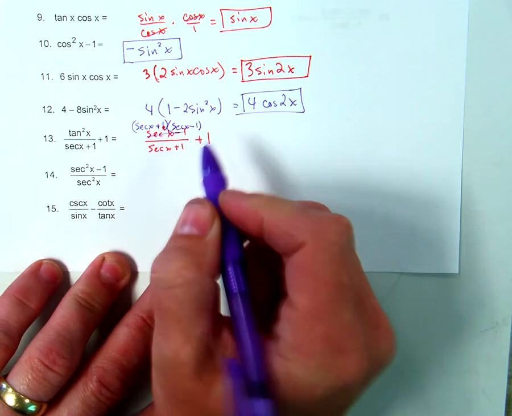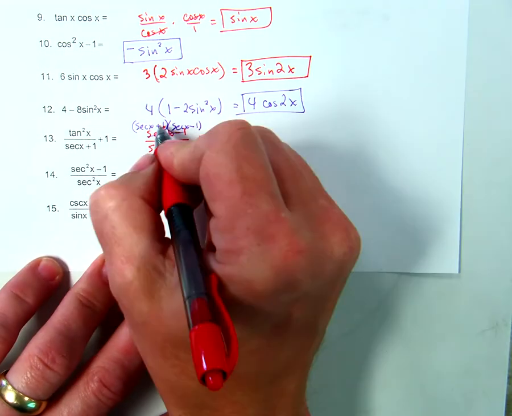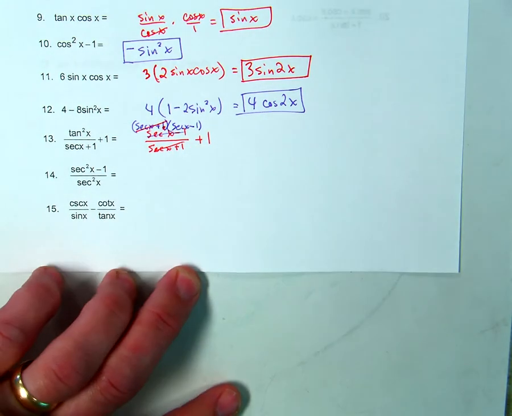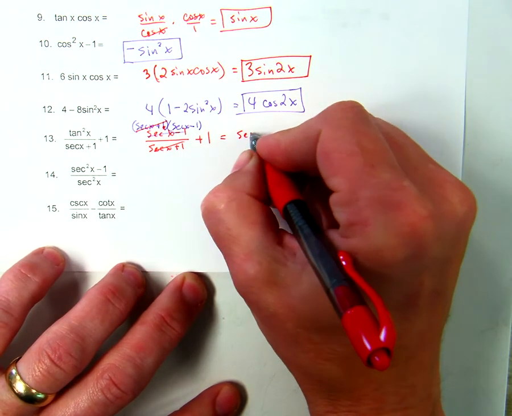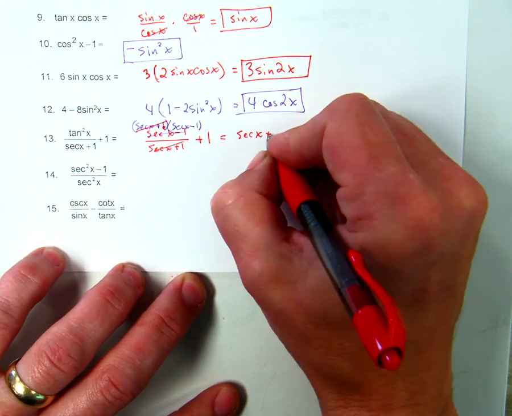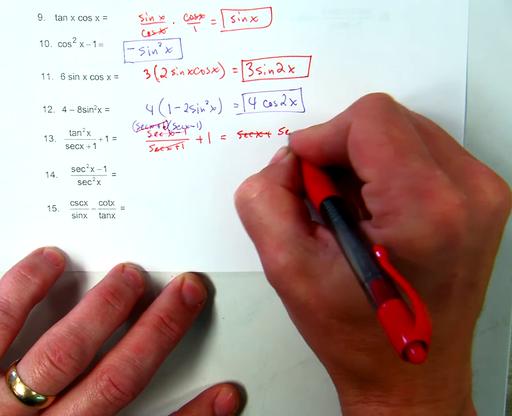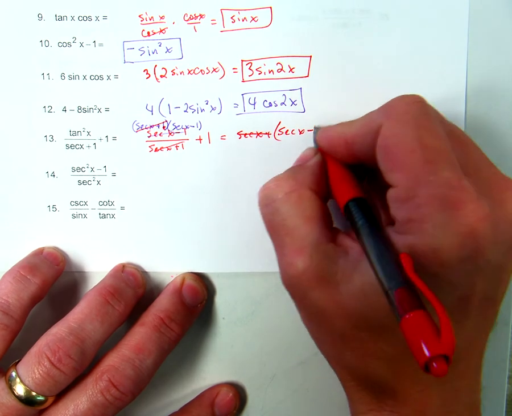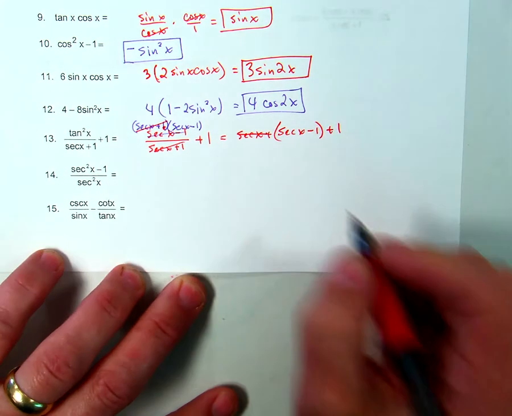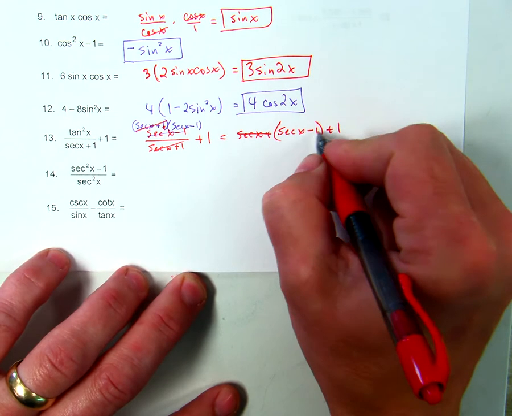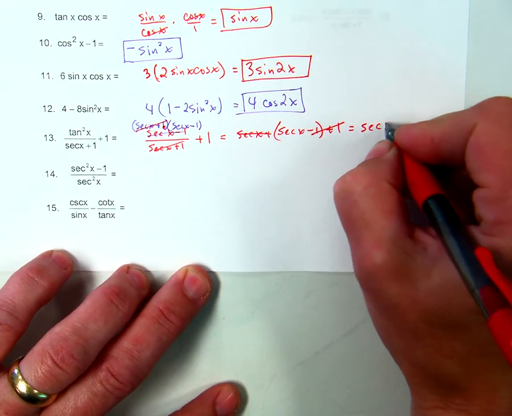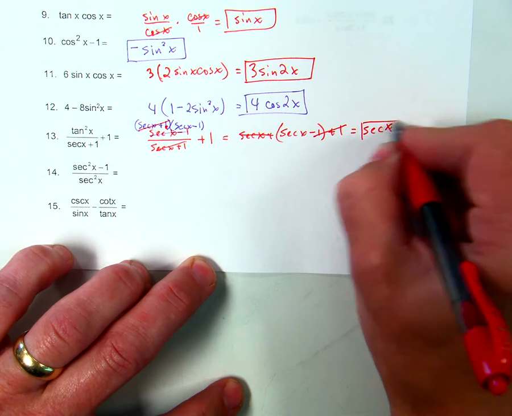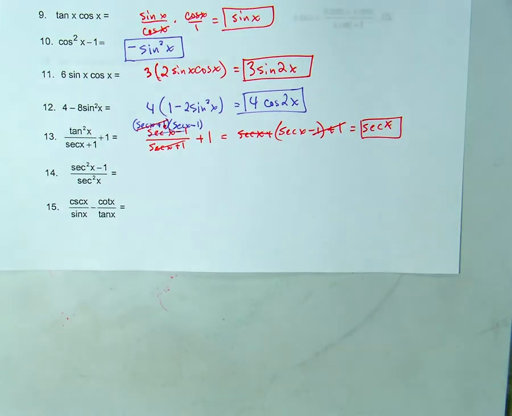That's my top part, and now I can cancel out my secant x plus 1s. And so I'm just left with this secant x minus 1. Let me mark it out. Secant x minus 1, and then plus 1. So the plus 1 and minus 1 will cancel. So this just is simply secant x. Oops. Paper slid there a little bit. So it's just simply secant x for number 13.